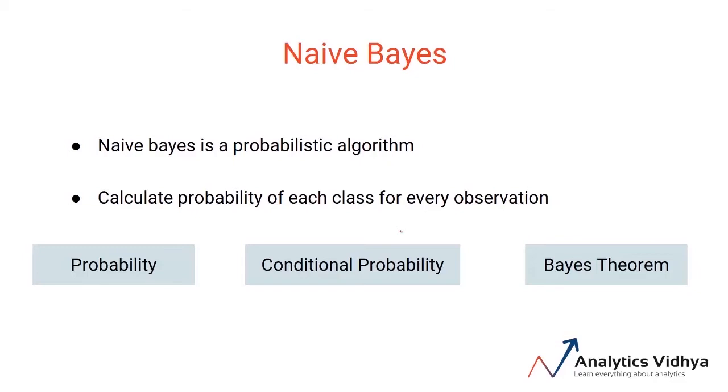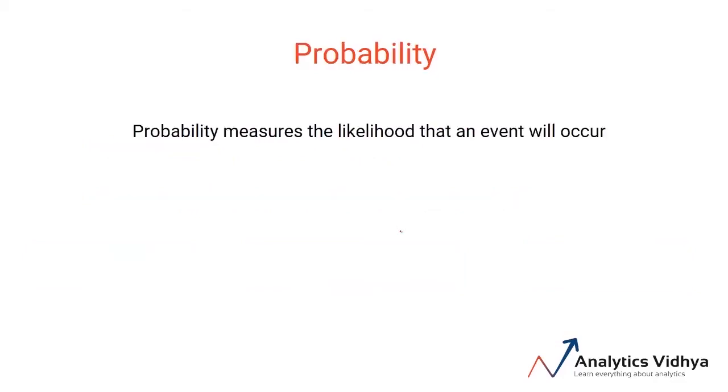Let's start with probability. So probability of an event is the measure or the chances of occurrence of an event. This value lies between 0 and 1. So if the probability of an event is closer to 0, then we can say that the chances of occurrence of this event is very low. On the other hand, if the probability of occurrence of an event is closer to 1, let's say 0.9 or 0.92, we can say that the chances of occurrence of this event is very high.